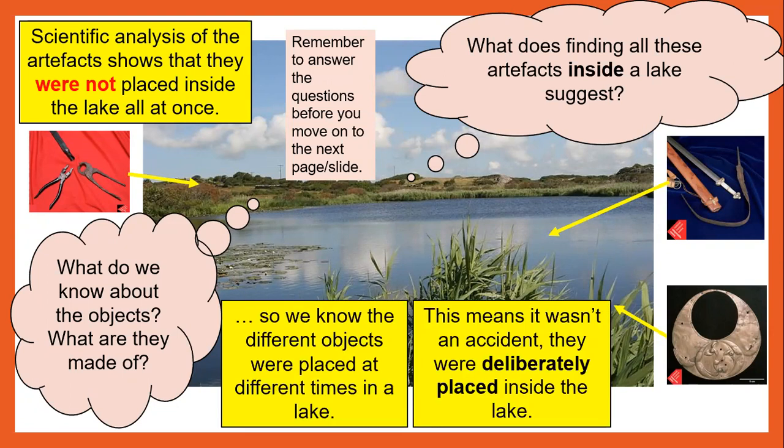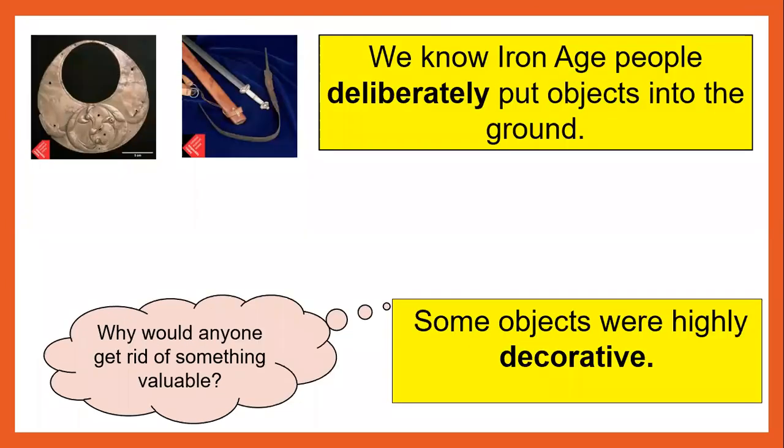So we know that different objects were placed at different times in a lake. This means it wasn't an accident. They were deliberately placed inside the lake. Now, we do know that Iron Age people deliberately put objects into the ground. We do know that some objects were highly decorative. But why would someone get rid of something that is valuable?